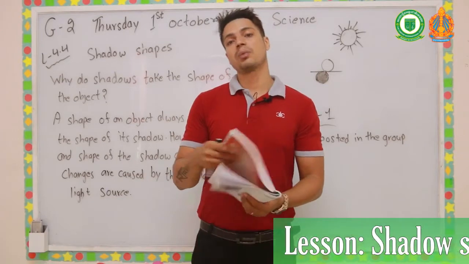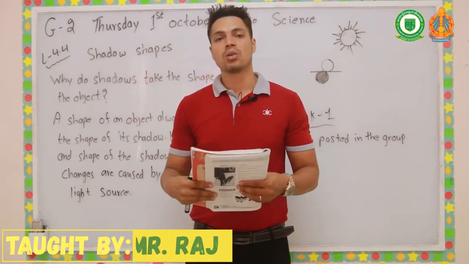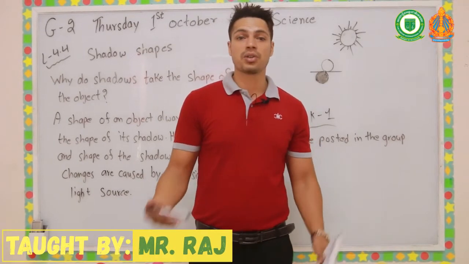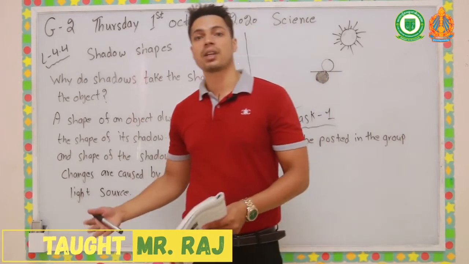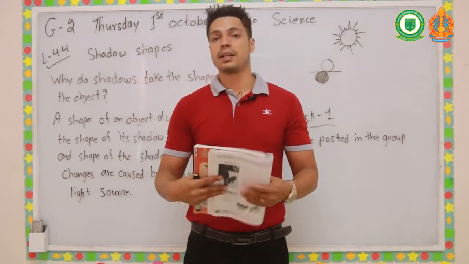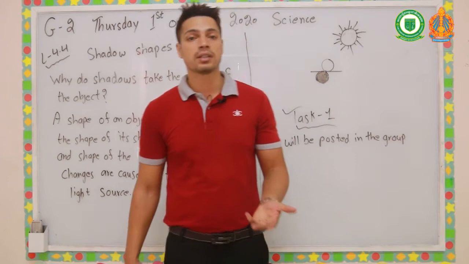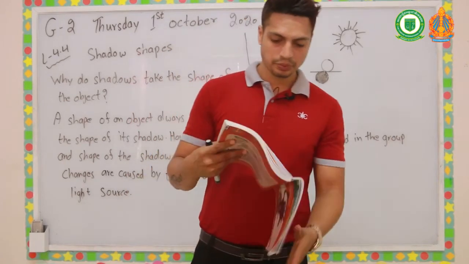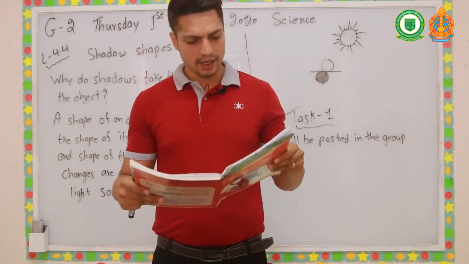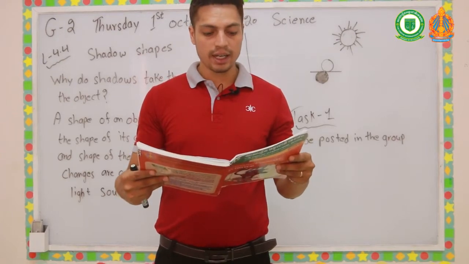Shadows can be in different shapes. Shadows can be short and shadows can be long. It does not always look the same. And shadows have no details like eyes or mouth.